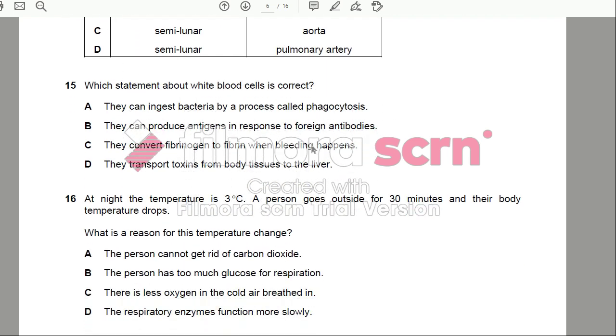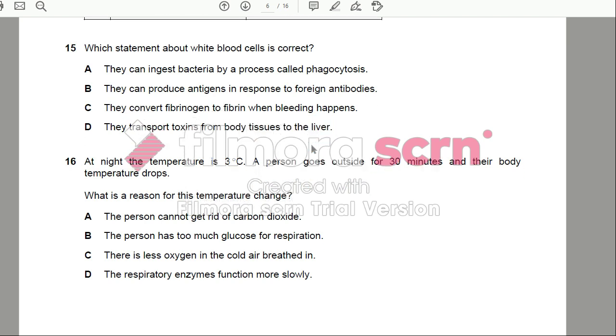Now we move to question number 15, the last question of this lesson. We will discuss this paper in our next lesson, but the 15th question is the last question of this lesson. Which statement about white blood cells is correct?